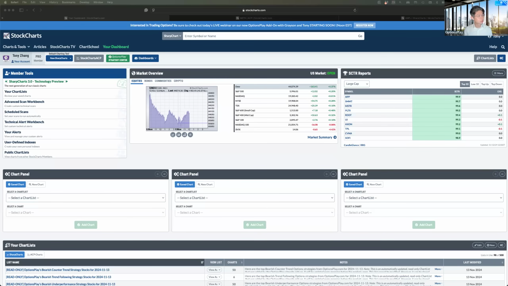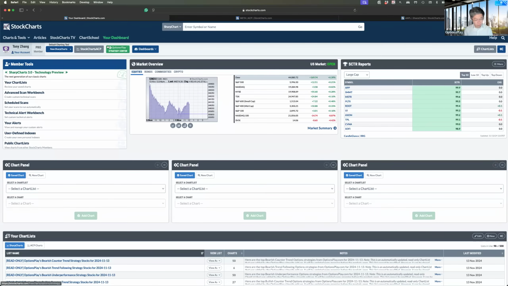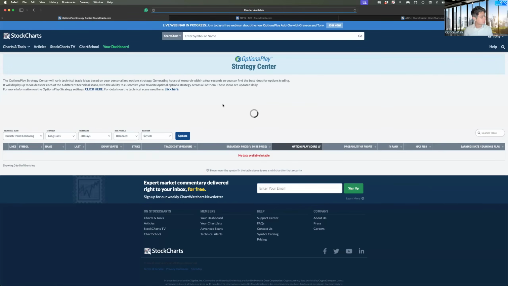So if you're using the StockCharts.com website, when you log into your homepage, you'll see an OptionsPlay Strategy Center in nice green colors on the upper left-hand corner. And when you click on that, that brings you to what we call the OptionsPlay Strategy Center.